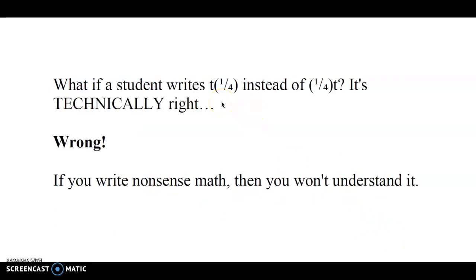If a student writes t times 1/4 instead of 1/4 times t, it's technically right. It's totally wrong. Technically right, totally wrong. Okay. This is just not the way that we write things. Why is that student putting a letter in front of the number? That's just not how we write it. Okay. So very, very simply just say, hey, by the way, that's not how we do it. Let's do it this other way.